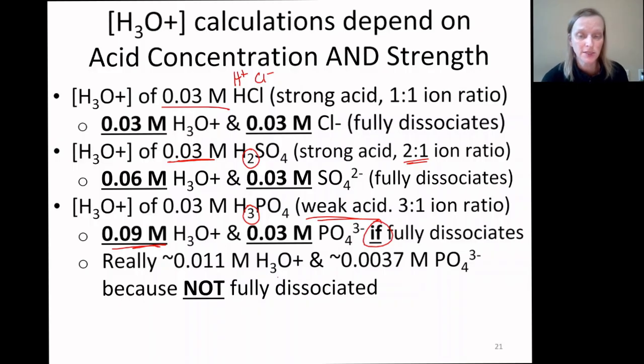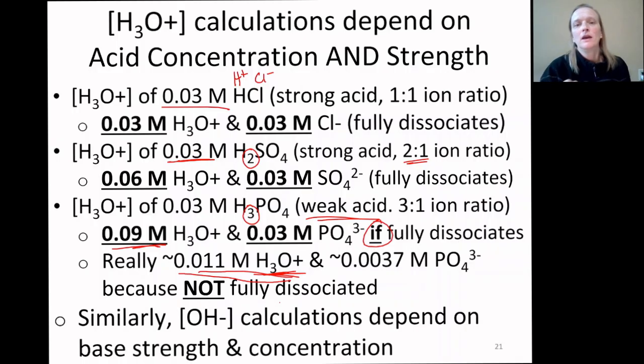hydrogen ions, hydronium ions. So this here is evidence, but when we measure the concentration of hydrogen ions, we see that we don't have the expected 0.09 molar concentration of hydrogen ions. Therefore, we know that this acid did not fully dissociate. Therefore, we can categorize phosphoric acid as not a strong acid. We can do similar calculations with bases to figure out how the hydroxide ion concentration relates to the original concentration of the base.